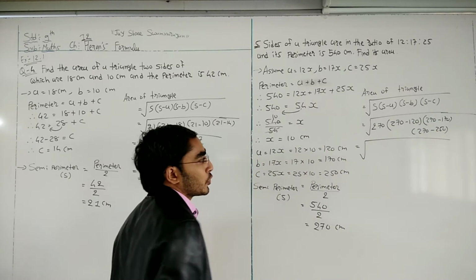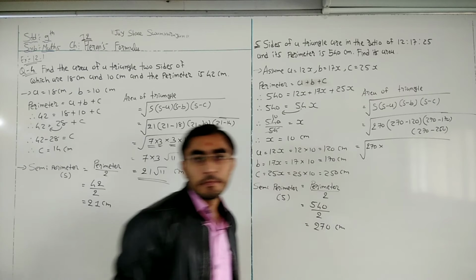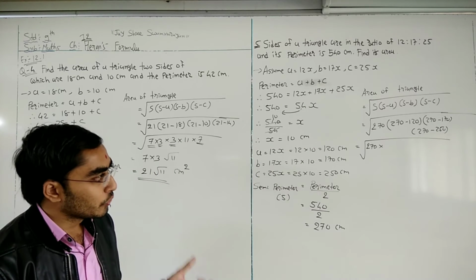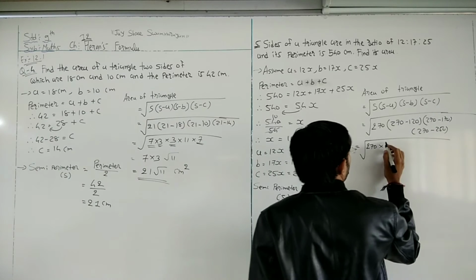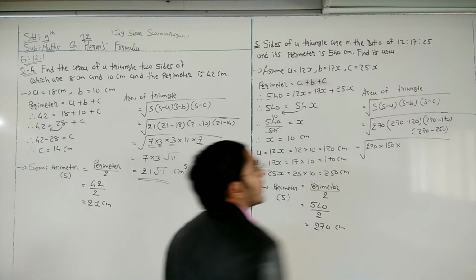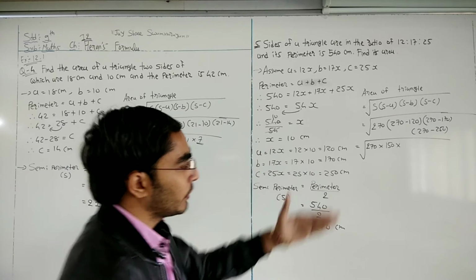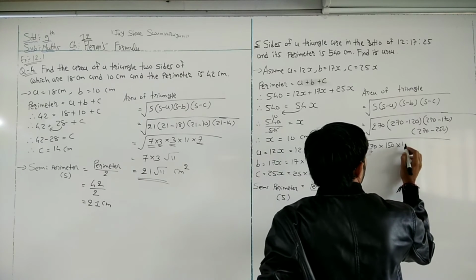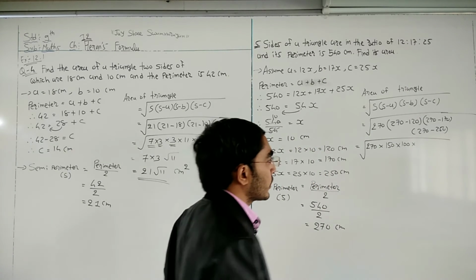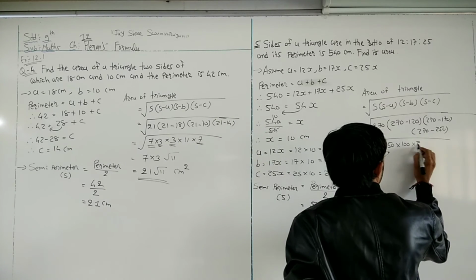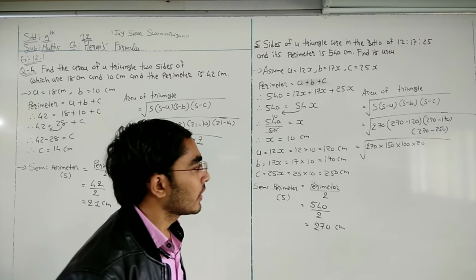Now here 270 multiply 270 minus 120, it is 150. Okay. Then 270 minus 170, 100. And here 270 minus 250, 20. Okay.